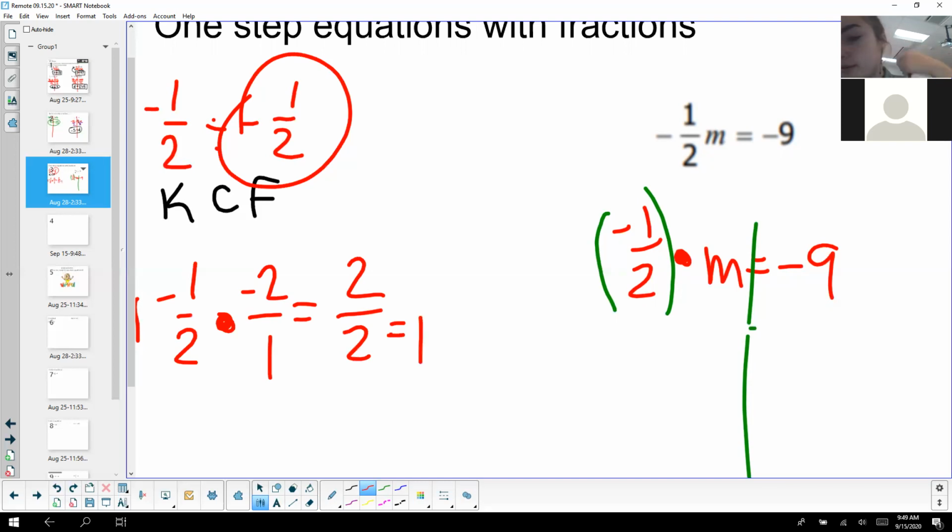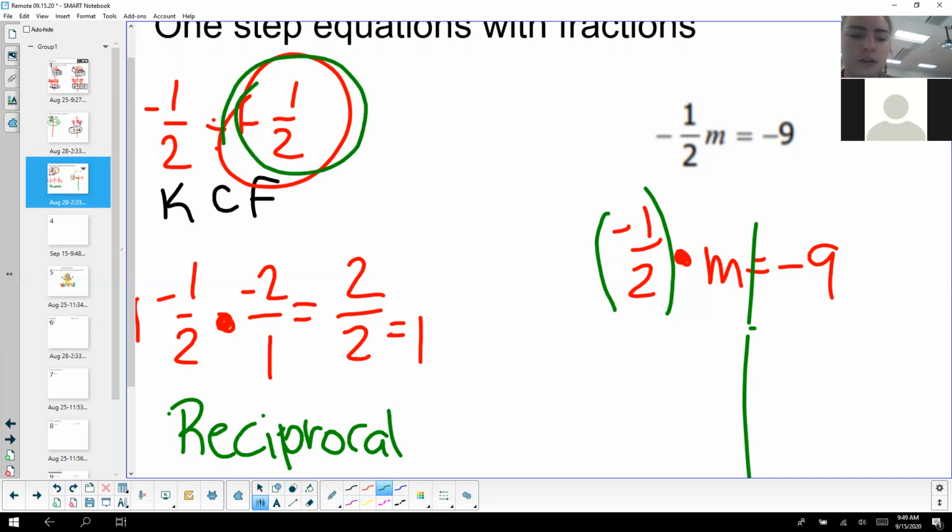So that's why dividing by a fraction, or multiplying by its reciprocal, gives us 1. The word I used isn't necessarily crucial right now, but I'm writing it out for you. That's reciprocal. That's when we multiply by the flipped fraction like we did here.